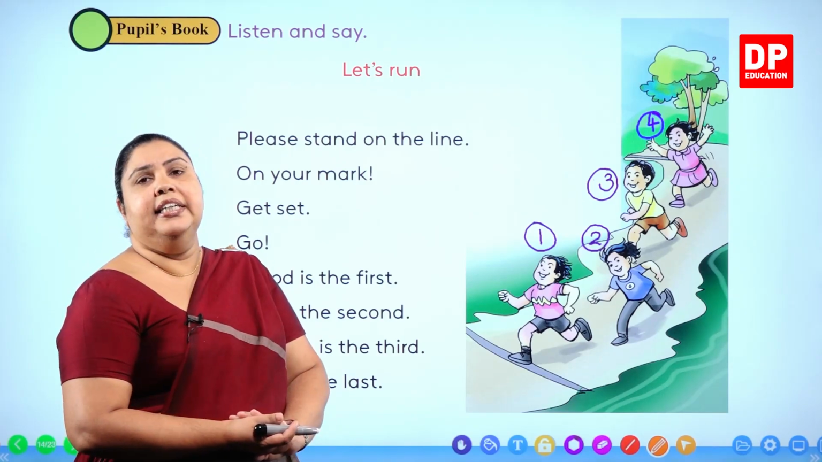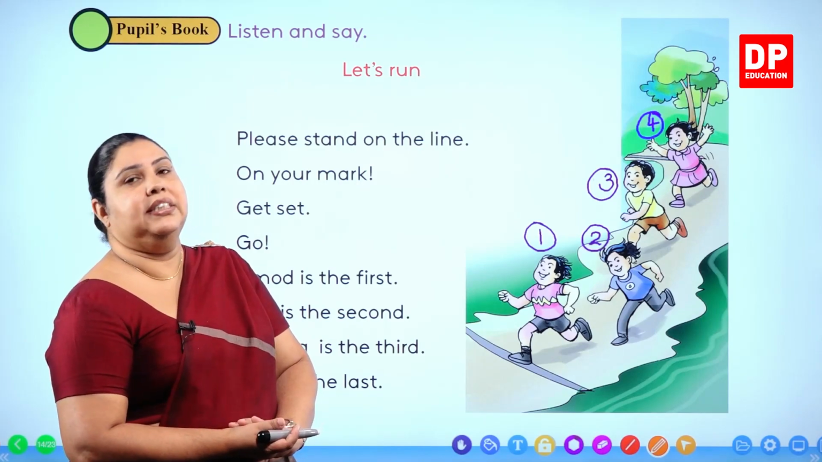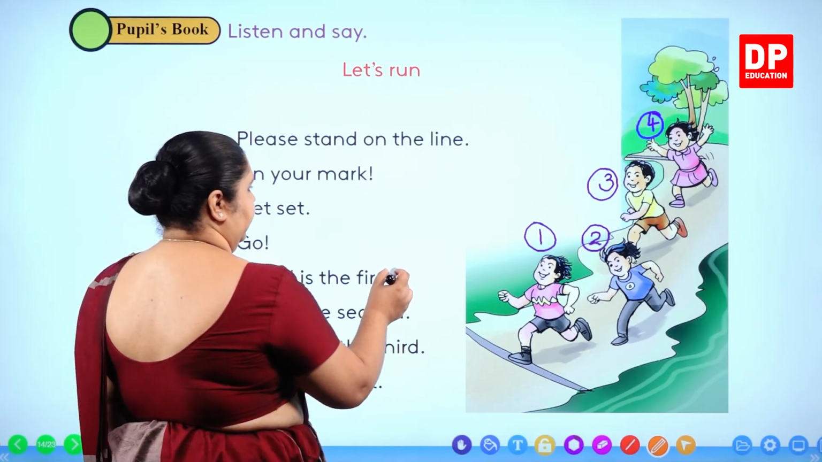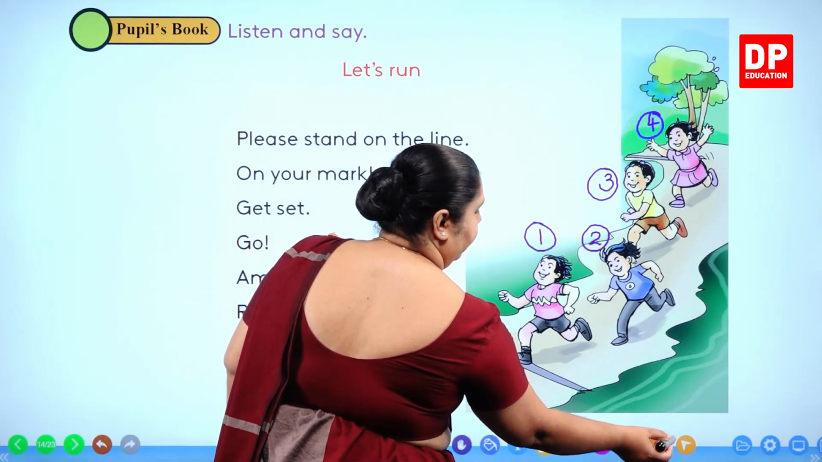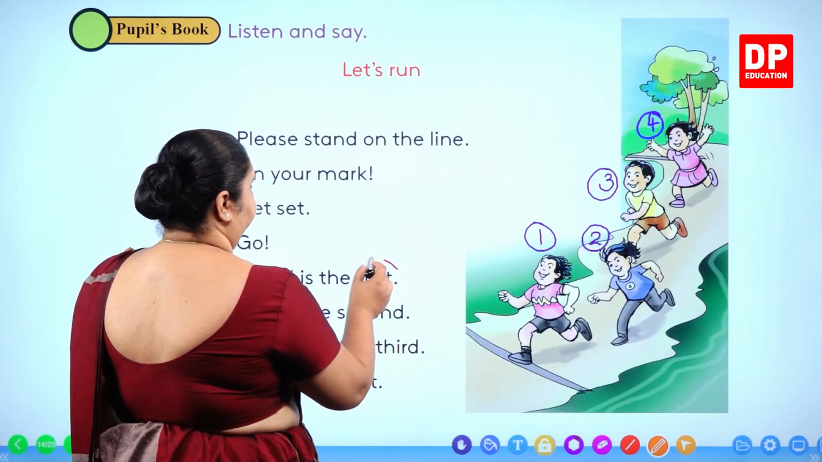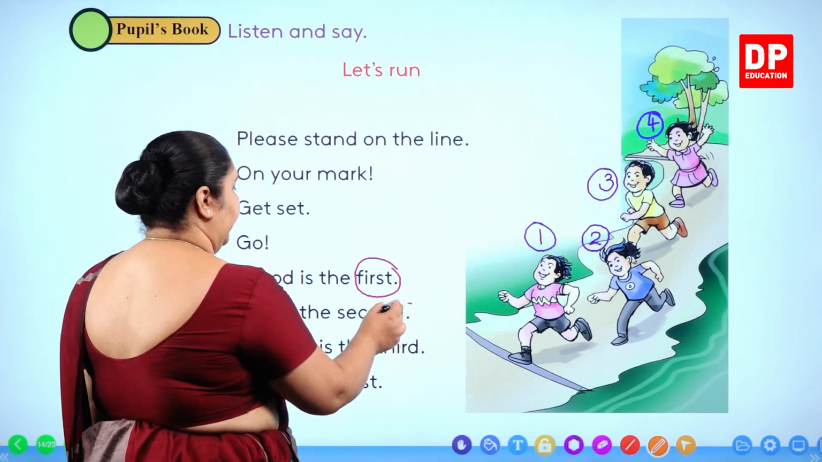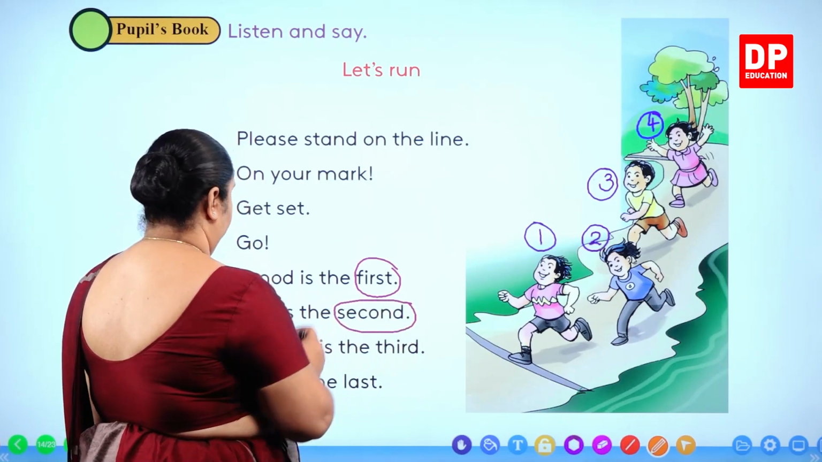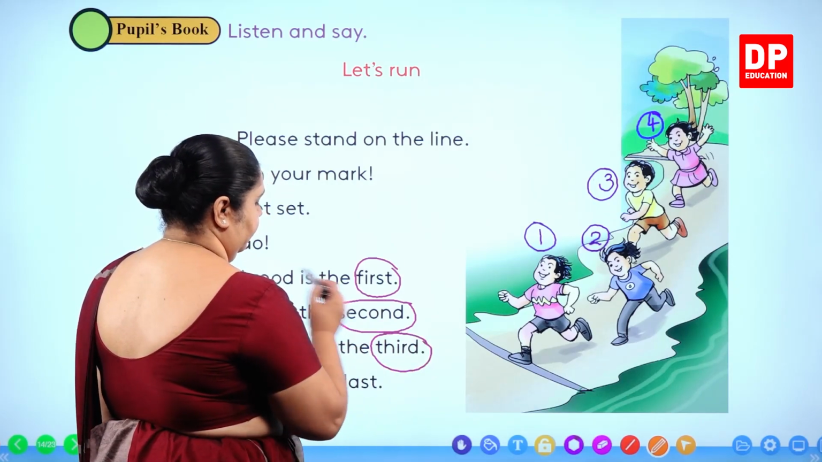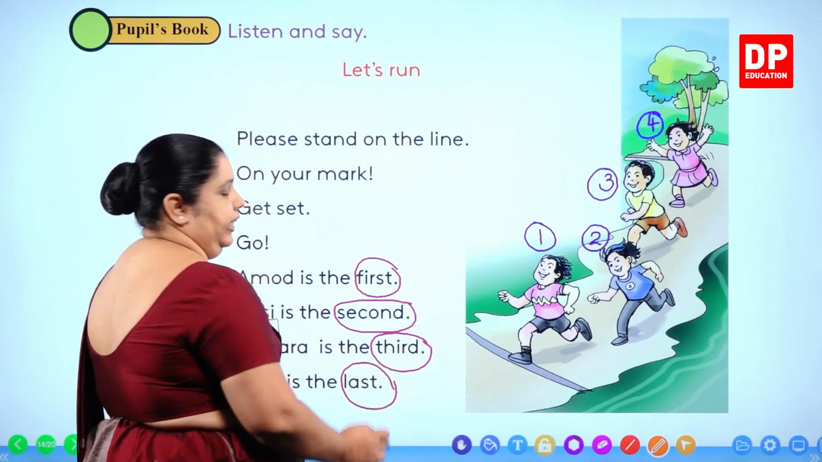first, second, third, fourth. නැත්තම් අපි කිව්වා last කියලා. How did we count? Amod is the first කියලා කිව්වා. ඔන්න ටීචර් වෙන කල එකක් අරන් පුතාලට. Right. Amod is the first. Rasi is the second. Himara is the third. And Dinu is the last. ඒ කියන්නේ fourth කියන එක.